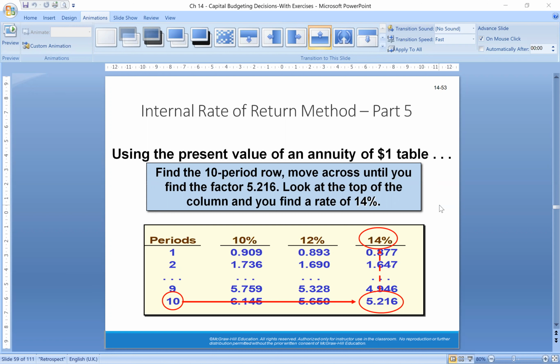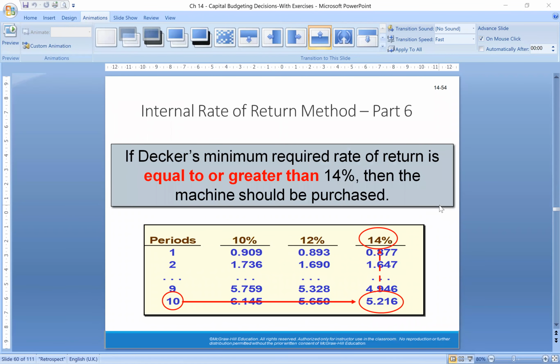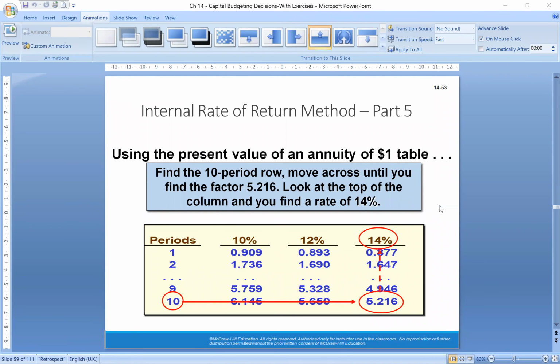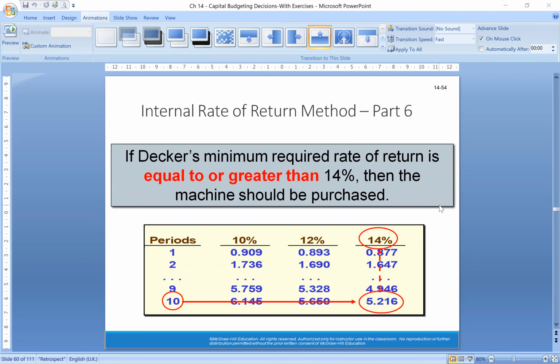So we can find that it is under 14%, and this is called the internal rate of return. It is a mirror of the present value. We used to find the factor and then use it in the present value. This is the opposite. So find the 10 period row, move across until you find 5.216, and look at the top: the rate will be 14%. So the decision will be: if the IRR is greater than or equal to 14%, I will accept; otherwise I will reject.